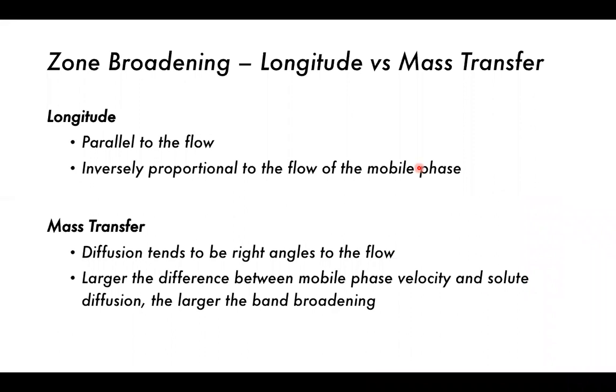So longitudinal broadening versus mass transfer, how do they differ? Longitudinal diffusion is parallel to the flow and inversely proportional to the flow of the mobile phase. So longitudinal broadening is inversely proportional to the flow of the mobile phase. For mass transfer, diffusion tends to be at right angles to the flow. So if the flow is like this, then at right angles to this means the diffusion is going this way and then back out again like that.